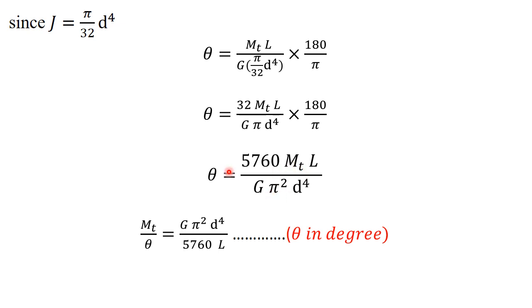And therefore mt by theta. Now why is this converted into mt by theta? Because mt by theta is given to us. A whole one number mt by theta is given, that is equal to 100 Newton meter per degree. And now theta is in degree. So mt by theta is equal to g pi square d to the power 4 divided by 5760 L.